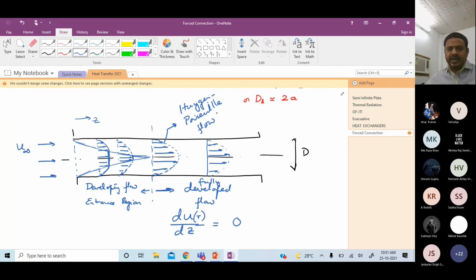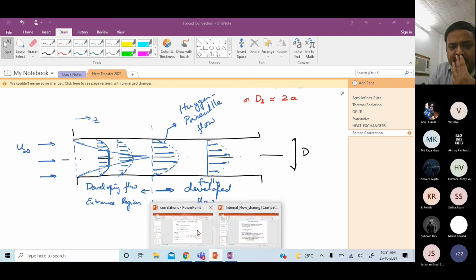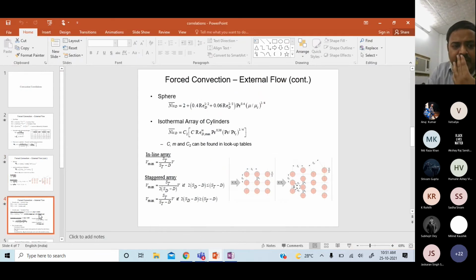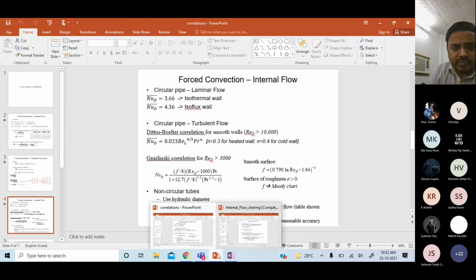Any questions? This is very important because the effect of entrance length is important. As you know, the smaller the boundary layer, the higher its impact on tau W, because del U by del Y is high. So the shear forces are higher in the entrance length.